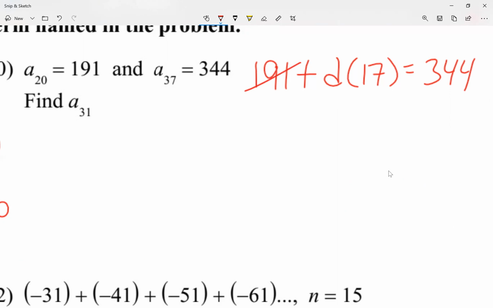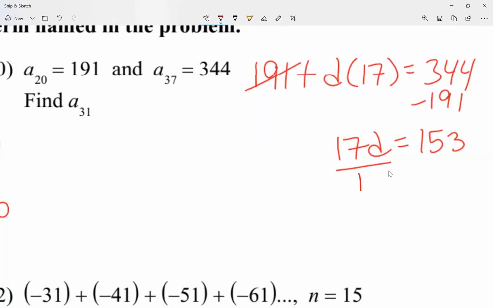I'm going to do this to find out what the common difference is. Again, I don't want the 191, so I'm going to move it to the other side as a minus 191. So that gives me 17D, D times 17, is equal to 153. 344 minus 191 gave me 153. Let me divide both sides by 17. So my common difference happens to be positive 9. So I add 9 each time.